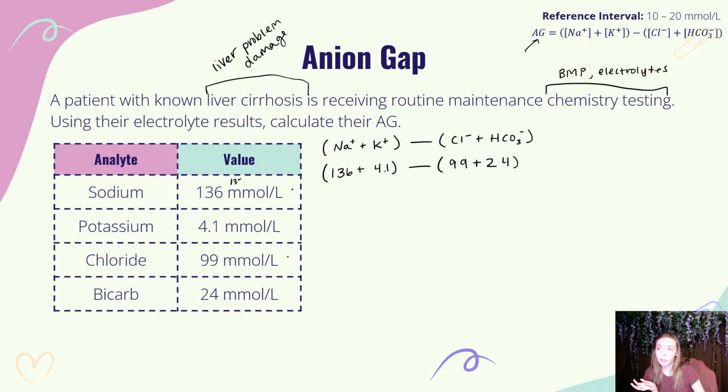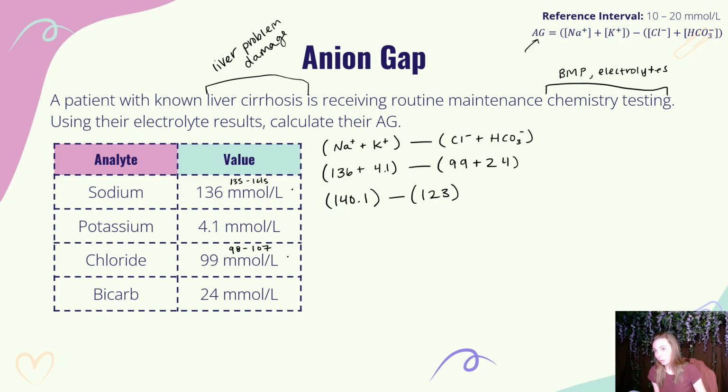135 to 145 is our normal. This is on the low end of normal. 98 to 107 for chloride. This is again on the low end of normal. This patient is okay, or at least these results are okay. This is good to go. So 136 plus 4.1 is 140.1 minus, what is that, 123.